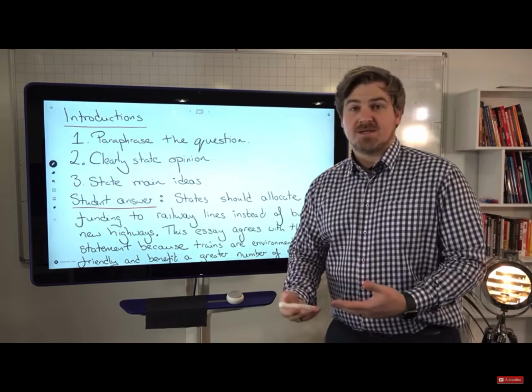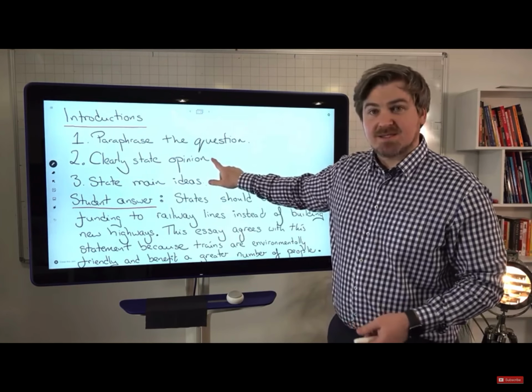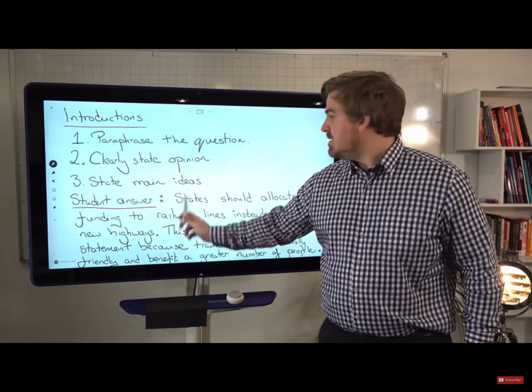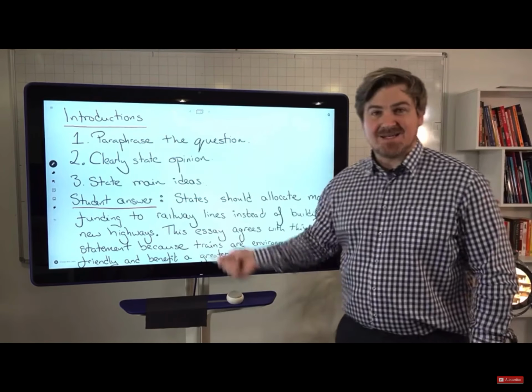They're just paraphrasing the question. This essay agrees with this statement. That's clearly stating their opinion. Because trains are environmentally friendly, idea 1, and benefit a greater number of people, idea 2.